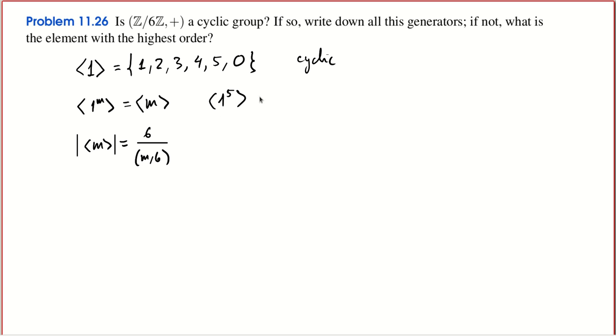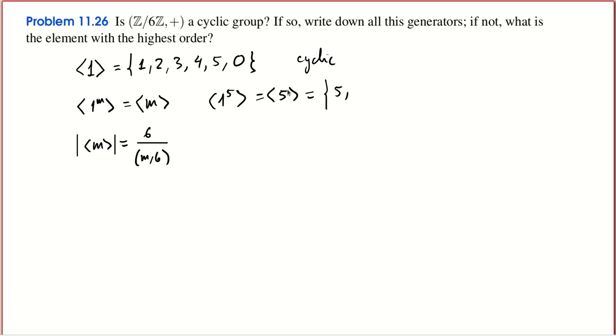Which is the group generated by 5, is another generator, and the reason is obvious because 5 and 1 are the inverse of each other. 5 plus 1 is 6, which is 0 modulo 6. So that this is a generator is trivial. You have 5. 5 plus 5 is 10.